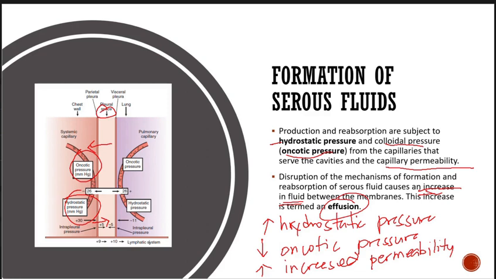What disease can we associate with an increase in hydrostatic pressure? Congestive heart failure. Decreased oncotic pressure, we can see in cases of hypoproteinemia, which we associate with nephrotic syndrome. Increased capillary permeability occurs with inflammation and infections, and lymphatic obstructions. Those are the cases wherein you can have an effusion. Again, an effusion is an increase in serous fluid.